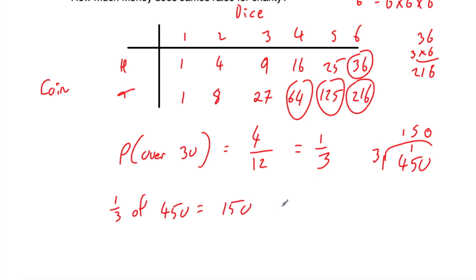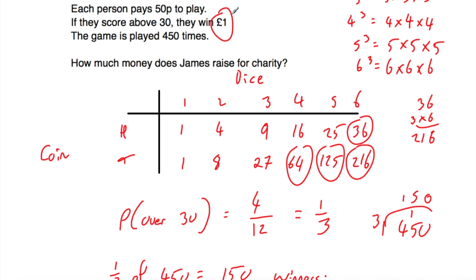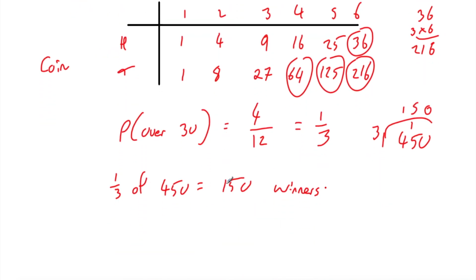So there should be 150 winners. So that's how many winners there should be. Now obviously there may be less or there may be more. Now each winner wins £1. So that means that in prize money, James should give out £150. So because 150 times £1 is equal to £150. That's how much money should be given out to the winners.